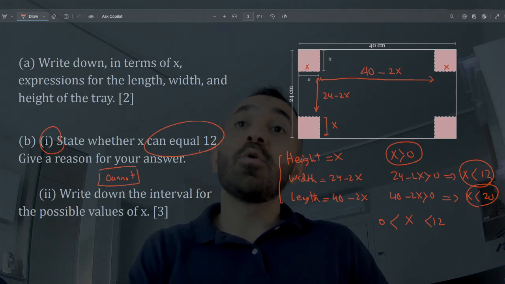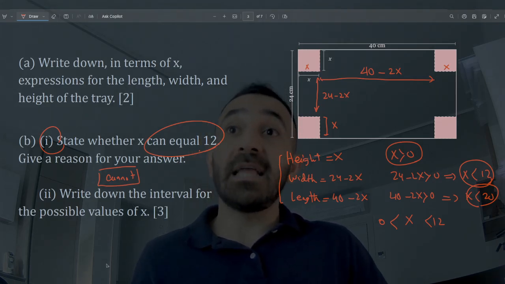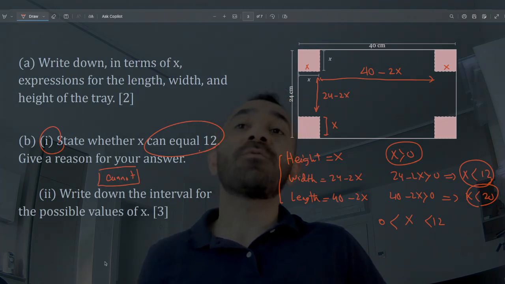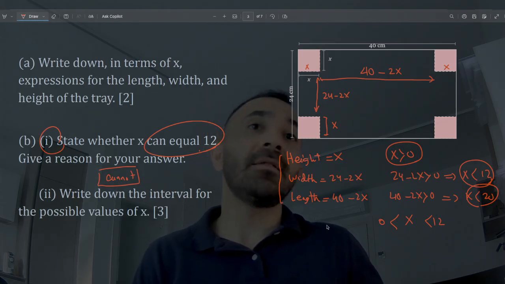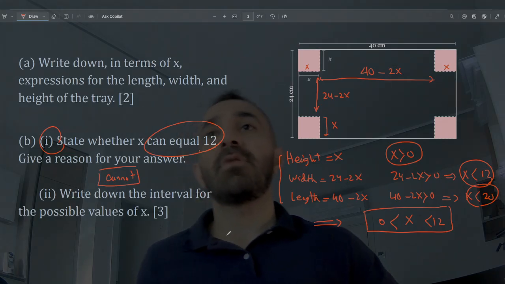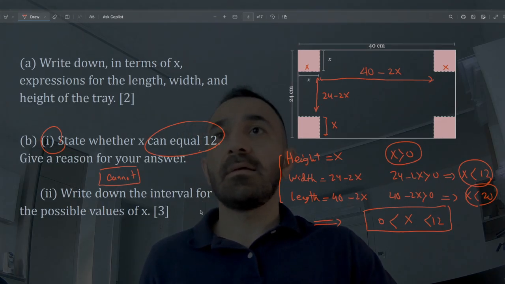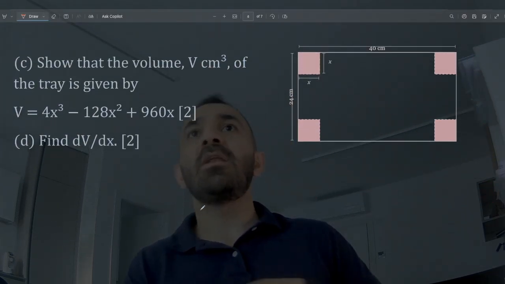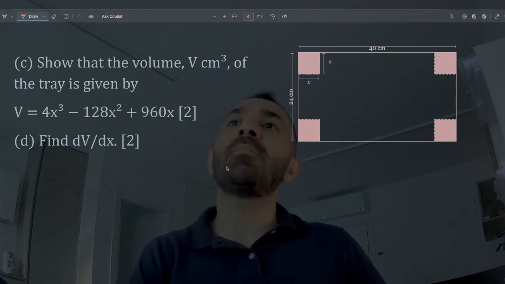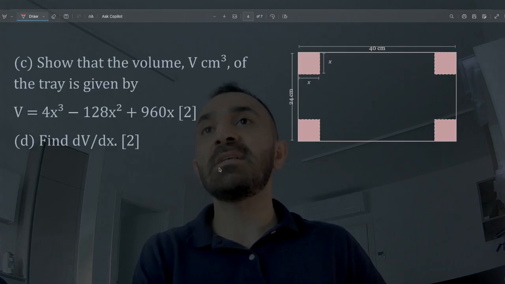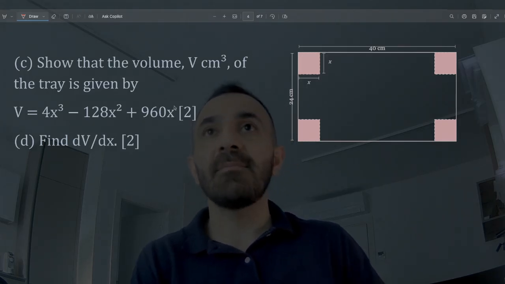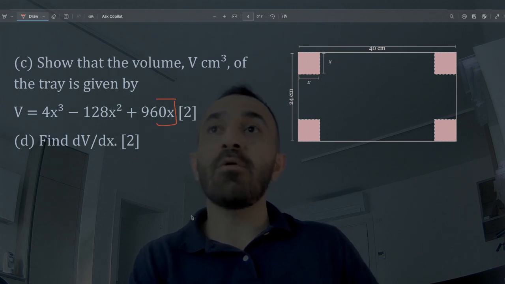Now write down the interval for the possible values of x. We did it here actually. That's great. Now show that the volume of the tray is given by V equals 4x to the power of 3 minus 128x to the power of 2 plus 960x. Show that the equation of the volume is this.